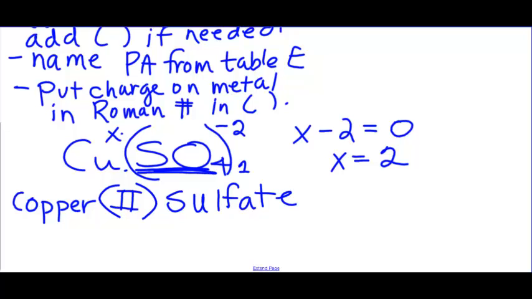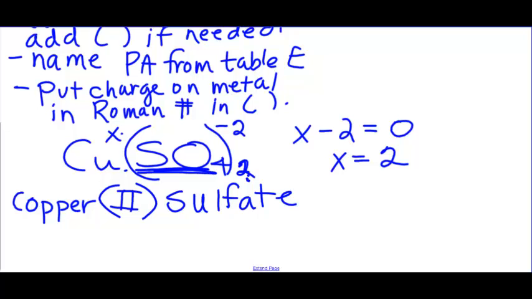For the record, if you had more than 1 of your polyatomic, pretend this can't ever be, you would have parentheses around it with the subscript outside the parentheses. Then you'd have 1x minus 4 equals 0, and copper would be plus 4, but it can't be. But I'm just telling you.